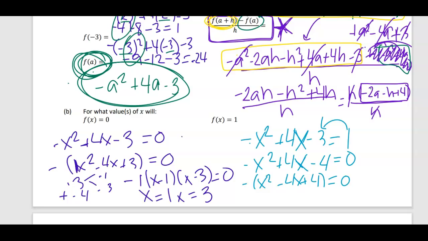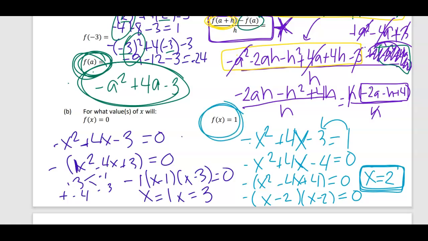And then I am only going to have one number that multiplies to positive 4 and adds to negative 4. And that's when x is equal to negative 2, right? So notice I still have two solutions overall, but really it's only when x equals 2 that I end up having an output of 1. Well, what does that mean? Because quadratics are symmetric, right? That means that my vertex must be at the point 2, 1.